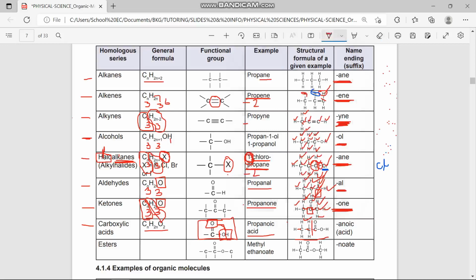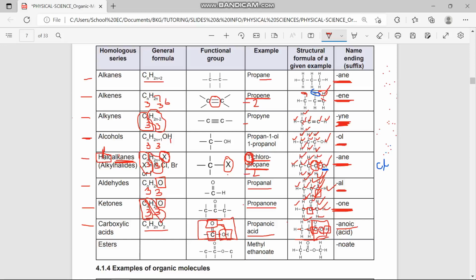Hey, I'm rhyming. So this C is the last C, mind you. That C in our propanoic acid is the last C. And that O is also bonding with this last C with its H, as I said. So the name ending is "anoic acid", and then you say acid. Propanoic acid, butanoic acid, heptanoic acid, ethanoic acid, methanoic acid, hexanoic acid, and so on. That's how it goes.